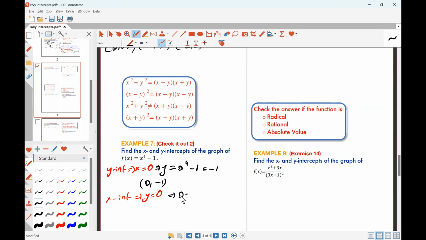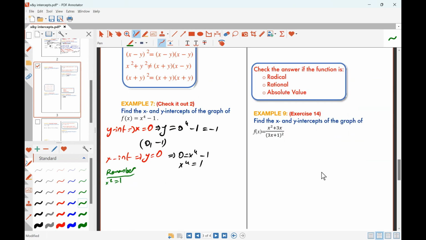So 0 equals x to the fourth minus 1. We can either use factorization to factorize this, or we bring negative 1 to the other side. Write this as x to the fourth equals 1. And remember, if we have x squared equals 1, what do we do? Like we did in the previous question, we took the square root of both sides. We wrote x equals plus and minus 1.